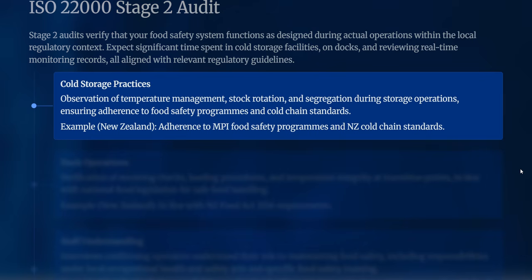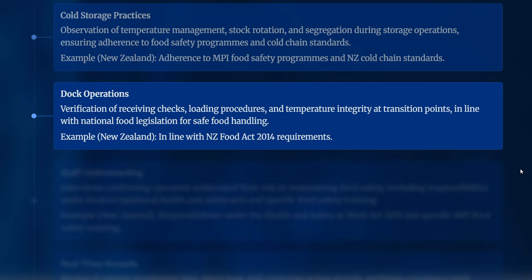So first, they will observe your cold storage practices, to look at your temperature management, your stock rotation, and segregation during storage operations to ensure that you adhere to food safety programs and cold chain standards. So they will spend a lot of time there observing, and then also they will spend verifying your dock operations during your receiving checks and loading procedure and temperature integrity at transition points to see if you align with your national legislations for food safety handling.